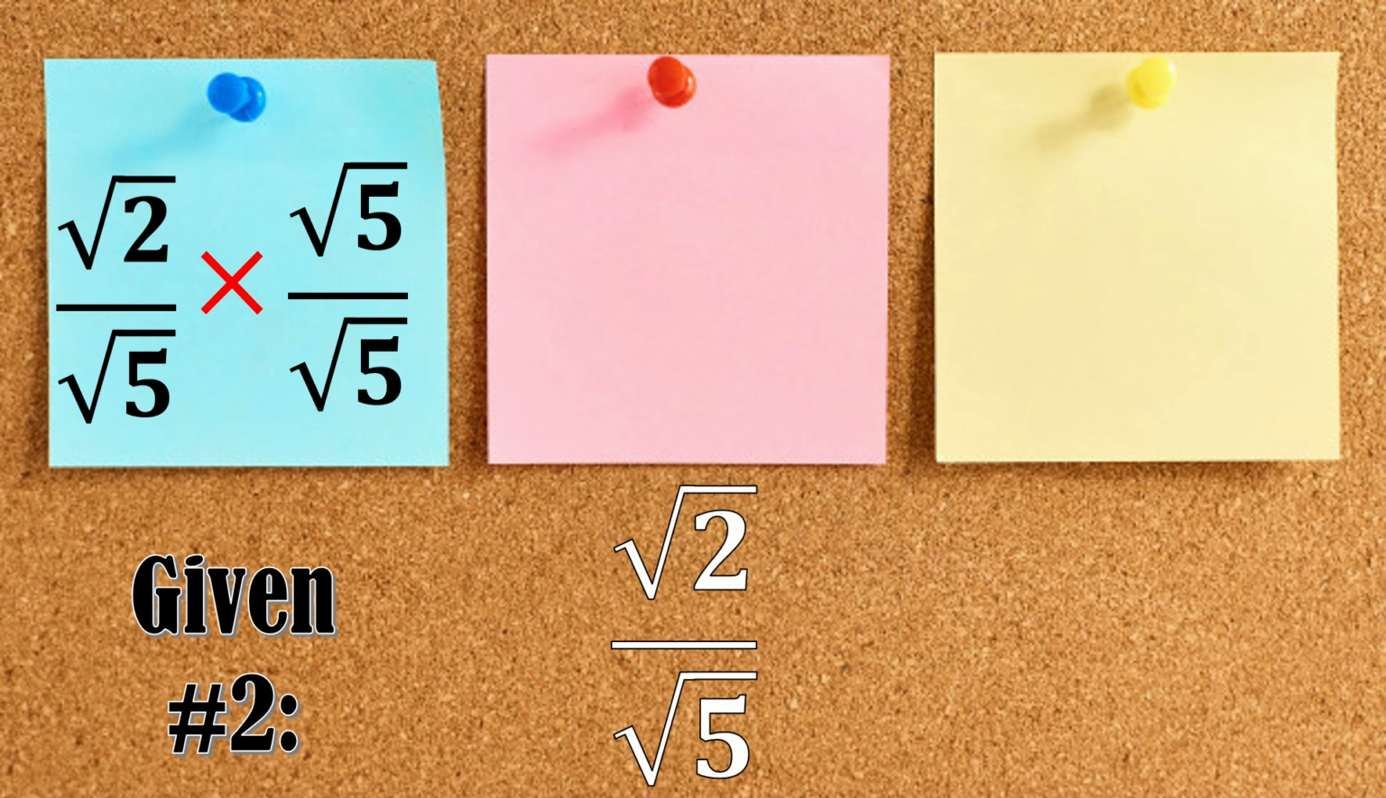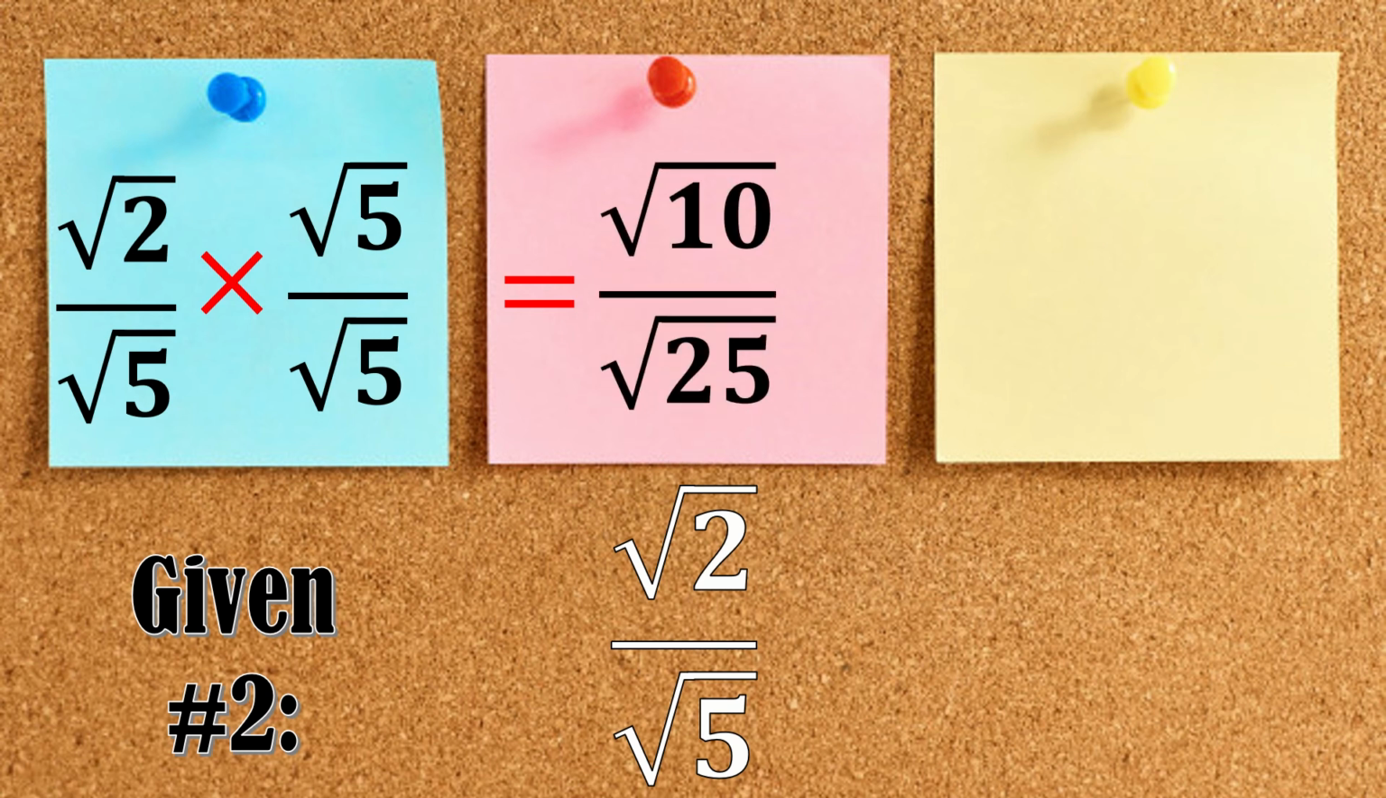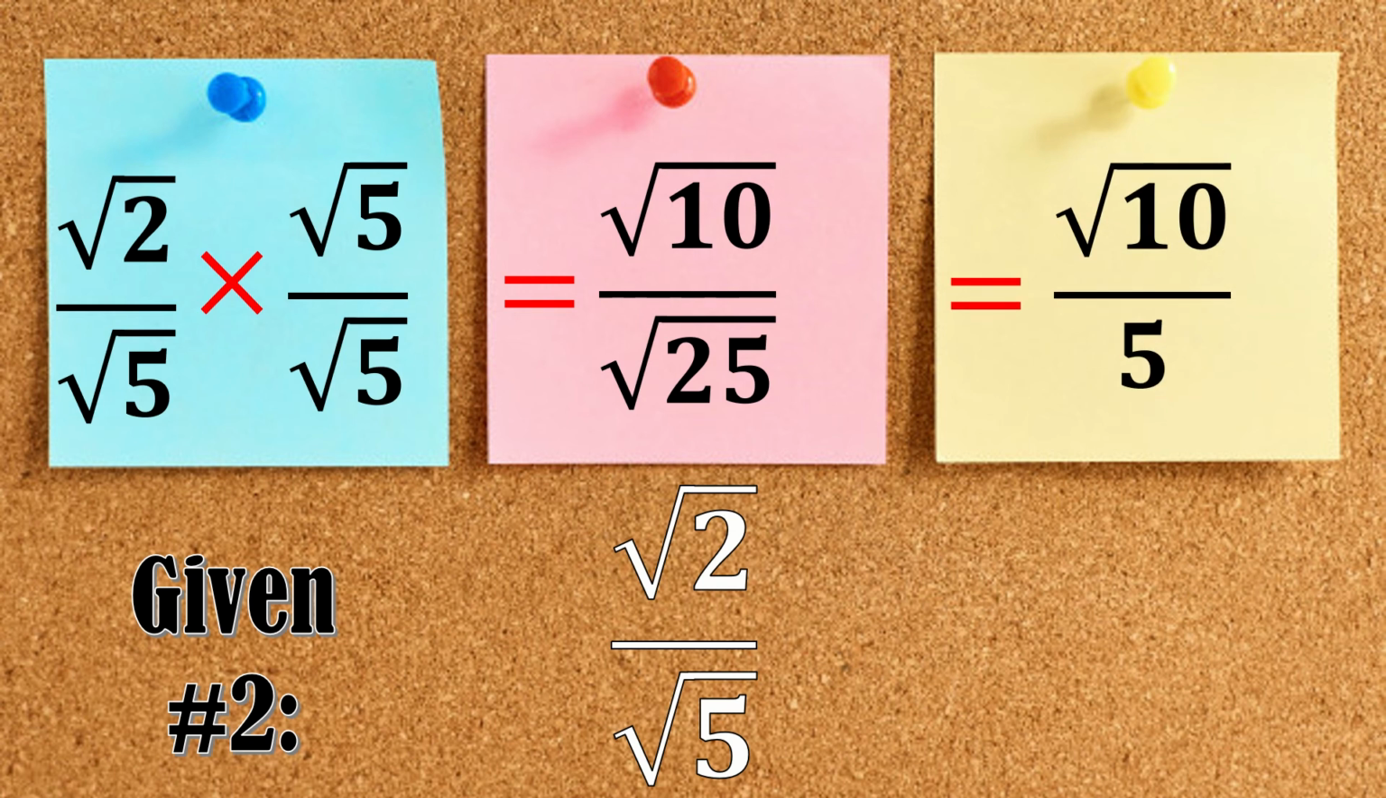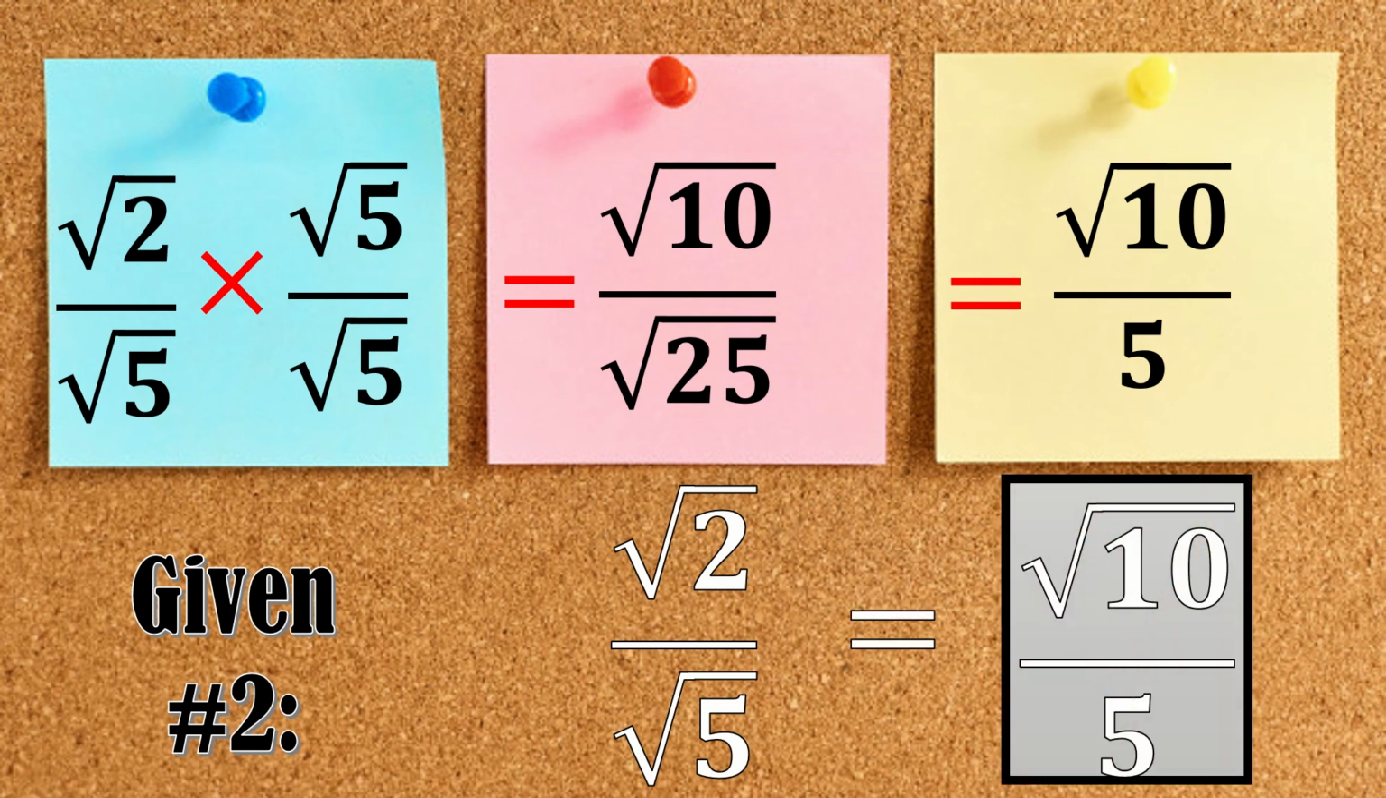Multiplying numerator to numerator, it is square root of 2 times square root of 5. Since they are both inside the radical sign, 2 times 5, it will be square root of 10. And then on the denominator, square root of 5 times square root of 5, and that is square root of 25. Square root of 10 is already simplified. So it will become square root of 10 all over the square root of 25, which is 5. Take note, we cannot divide or simplify 10 to 5 because 10 is inside the radical sign. For that, the final answer will be square root of 10 all over 5.